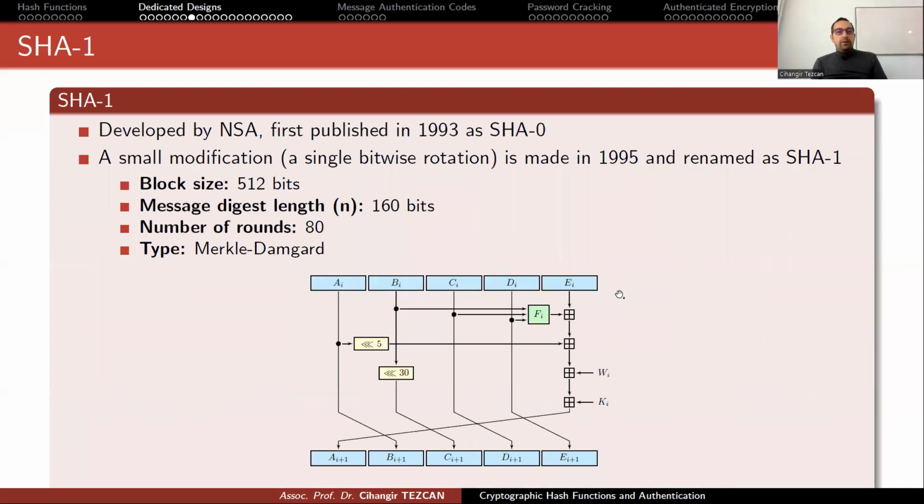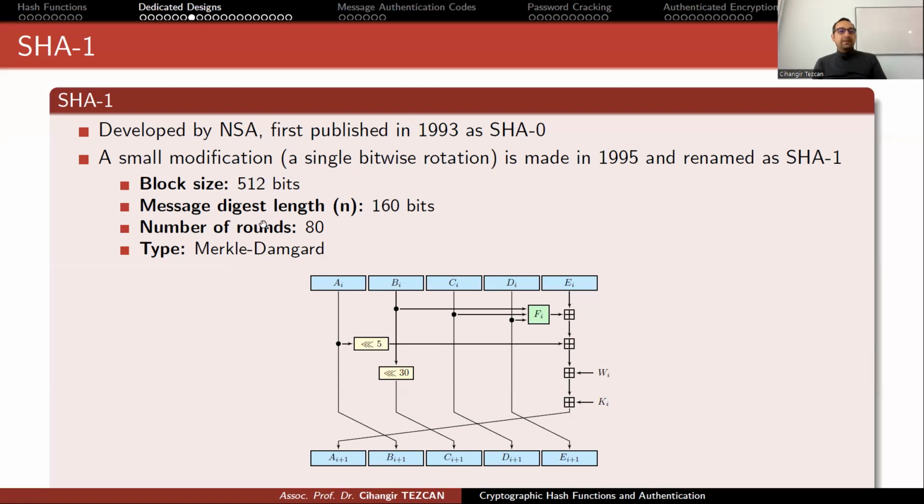So what is next is SHA1, but this was developed by NSA. Initially, it was published in 1993, but 2 years later, I think they added this rotation, if I'm not mistaken, but I remember it like this. So they made a modification and called this SHA1, and the previous one is called SHA0.